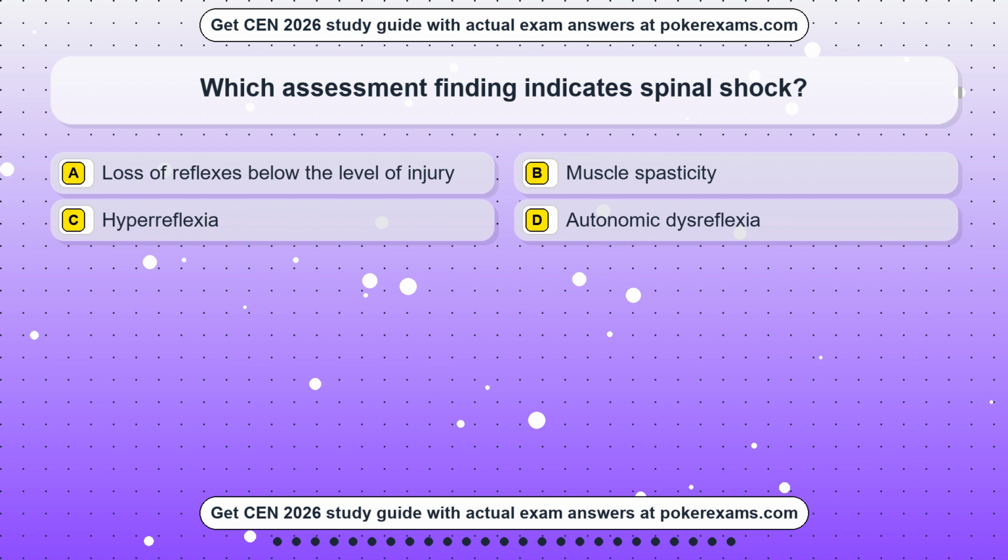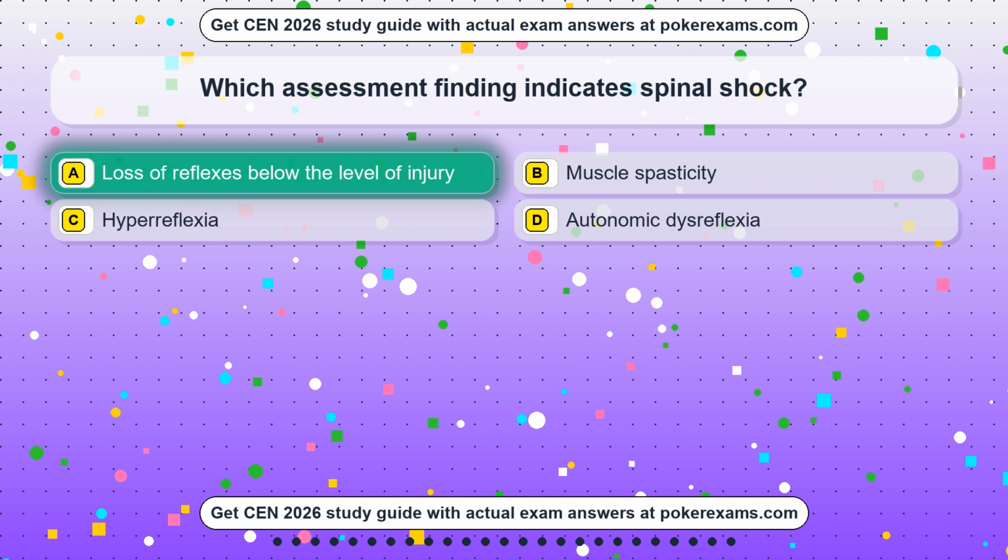Question 14. Which assessment finding indicates spinal shock? Option A, loss of reflexes below the level of injury. Option B, muscle spasticity. Option C, hyperreflexia. Option D, autonomic dysreflexia. The correct answer is option A. Loss of reflexes below the level of injury.